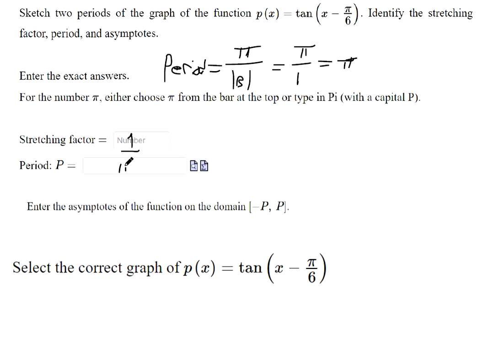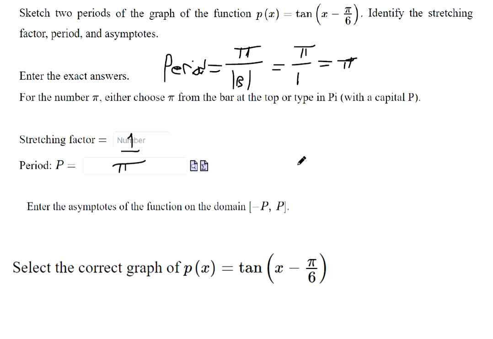Now, if this is a 2x minus pi over 6, then the period would be pi over 2, right? This number here would be the coefficient. Since there's no number written in front of the x, it's just 1 for b. And don't forget, b is not the period. You have to use the formula for whatever trig function you're using for the period. If it's sine or cosine, it's 2 pi divided by absolute value of b. If it's tangent or cotangent, it's pi divided by absolute value of b.